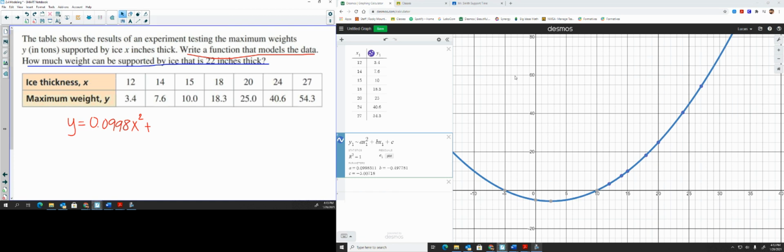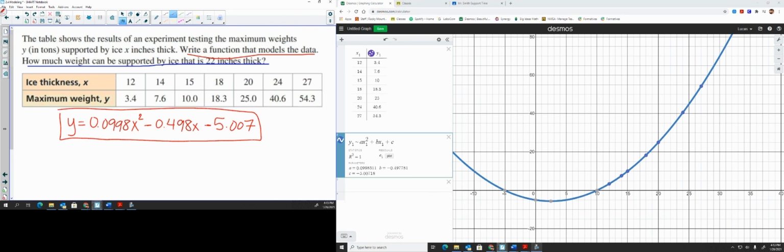So since it's negative, it's going to be minus 0.498x. And my c term, which is minus 5.007. So notice how I'm just pulling all those numbers from the a, the b, and the c that Desmos gave me. So here's my equation to model this data. All right, that's the equation that models the data.